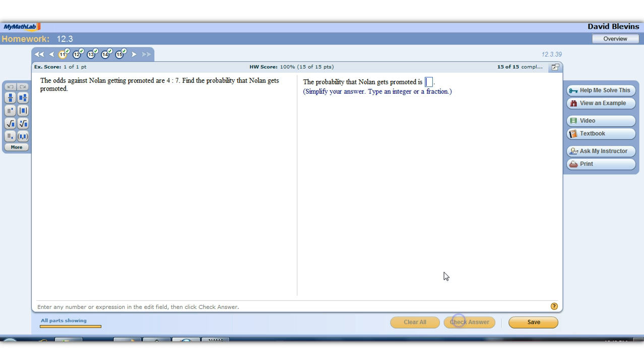Okay, similar problem. The odds against Nolan getting promoted are 4 to 7. The probability he does get the promotion: now we're going to take that second number to be our numerator, and then the 7 and the 4 added together will be our denominator.